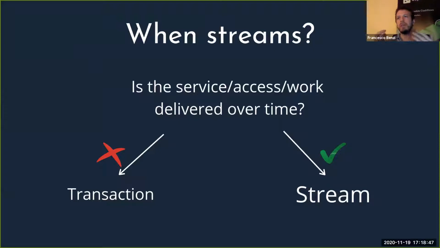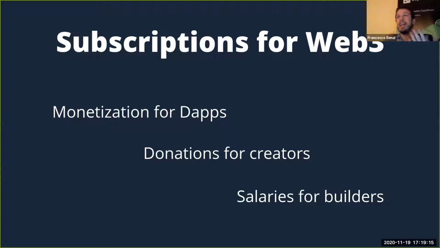So the way we think of it, streams are useful anytime you have basically a service which is delivered over time. So if you're going to subscribe to a service, if you're going to work for someone for a period of time, if you're paying for access to a resource, if you're paying for access to some kind of property, then a stream makes a lot of sense because you're basically paying for time. So we consider streams as a native Web3 primitive for subscriptions.